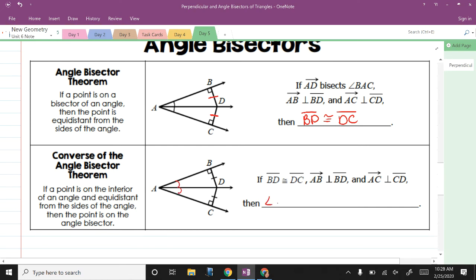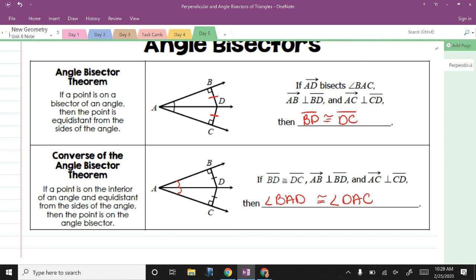So angle BAD, that's a bad angle, is congruent to angle what? DAC. Angle BAD is congruent to angle DAC. So if it's equidistant from both outside sides of the angle, then the angle is split into 2 congruent parts. It's bisected. If the angle is bisected, then it's equidistant to both sides.